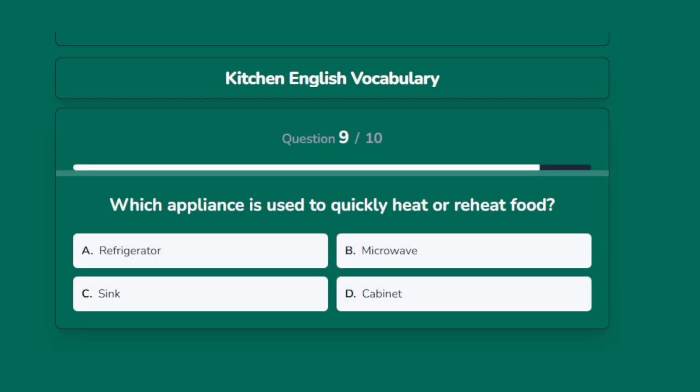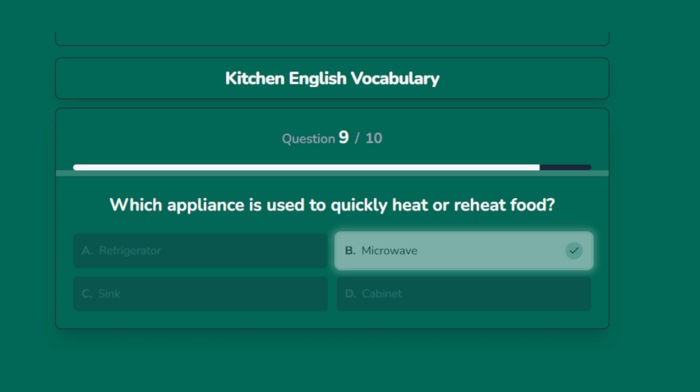Which appliance is used to quickly heat or reheat food? Options are A. Refrigerator, B. Microwave, C. Sink, D. Cabinet. The correct answer is microwave.